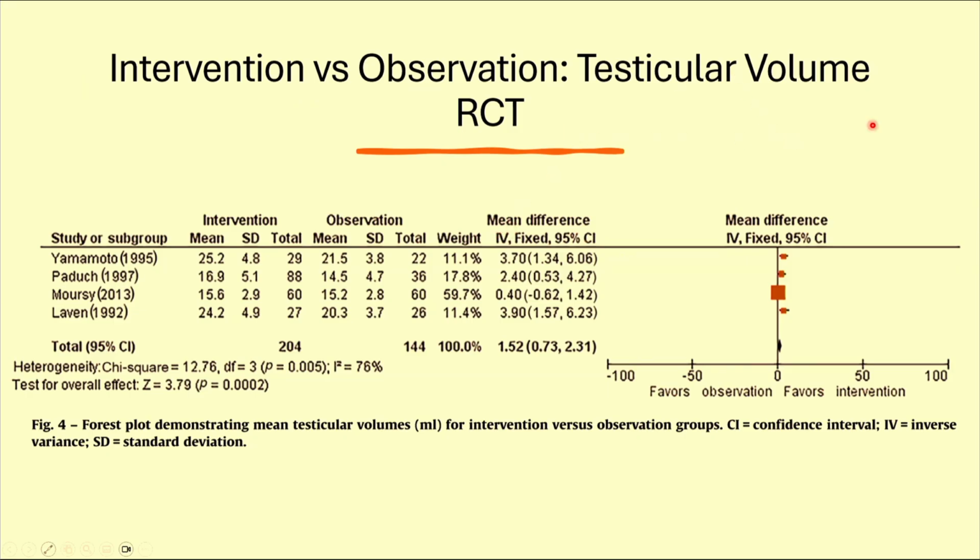The first is testicular volume, where they compared 4 randomized controlled trials. What they found is a statistically significant difference in the mean testicular volume in ml after follow-up between intervention and observation, with a mean difference of 1.52. Now the question is, is this 1.52 ml clinically significant? They did not elaborate on that, because it seems quite small, to be honest.